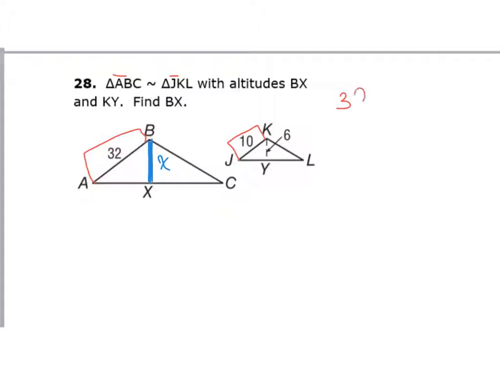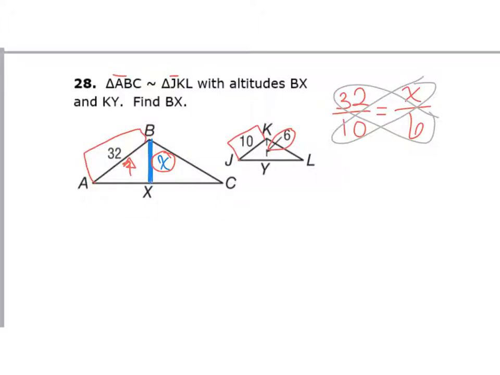So 32 to 10. And then I can compare one altitude with the other altitude. If I did 32 on top in this triangle, that means the x has to go on top over the 6. Now, again, your proportion might be set up differently. Just check your cross multiplication to make sure you cross multiply the same. X times 10 is 10x. 32 times 6 is 192. So when I divide both sides by 10, I get that x equals 19.2.